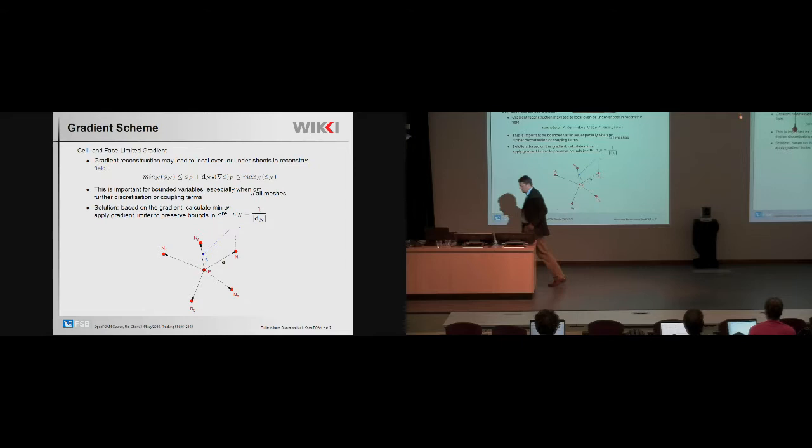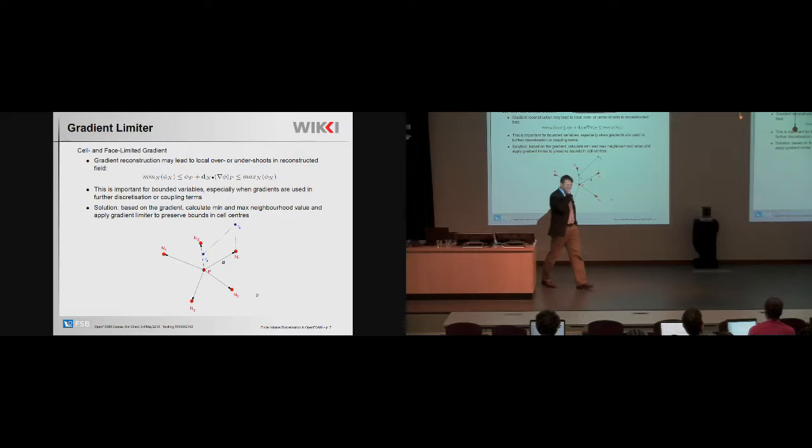Okay, N1 to N5. And I have just calculated the gradient. I can go back to my expression and for each of the neighboring points say the value here, assuming that this gradient is good, is the value in the middle plus the extrapolated value to here. What I do then is I go back to the original data and I pick up the minimum and the maximum of my neighborhood. Okay?